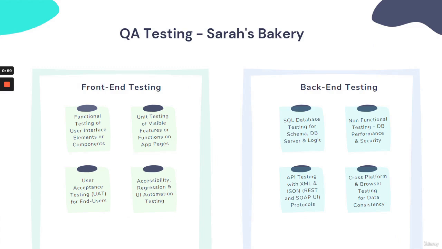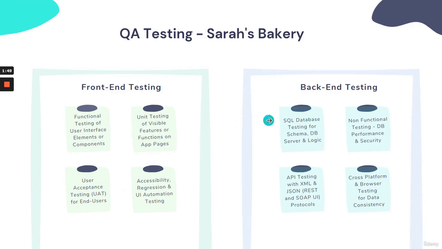In the QA testing phase for Sarah's Bakery, we have two types of testing, just like we do two types of development. We have front-end testing, and we have back-end testing. Some examples of the front-end testing process include functional testing of user interface elements or components, unit testing of visible features or functions on app pages, user acceptance testing for end users, accessibility, regression, and UI automation testing, all of which we will cover in detail much later.